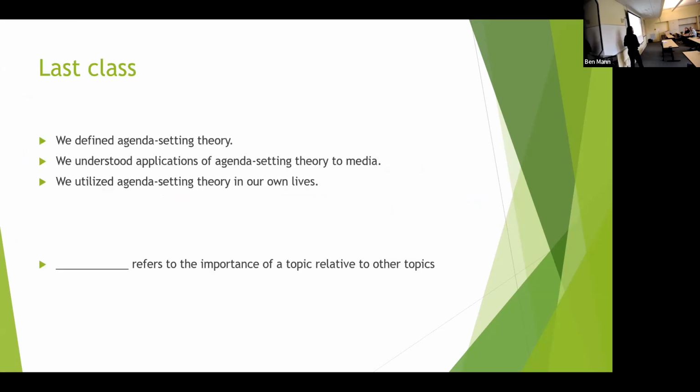So last class, we talked about agenda setting theory. Again, this is the theory that suggested that media had power to define issues, topics that we deemed especially important and worth talking about. We talked about the balloon boy hoax as an example of that. And we utilized agenda setting theory to look at some of the major headlines and topics discussed in the context of the news.